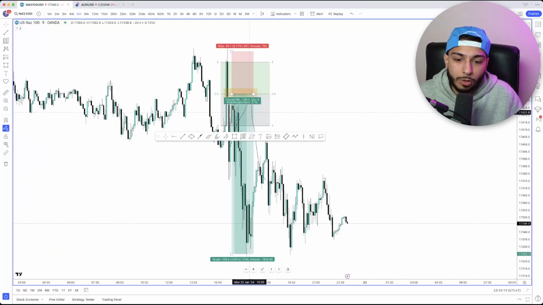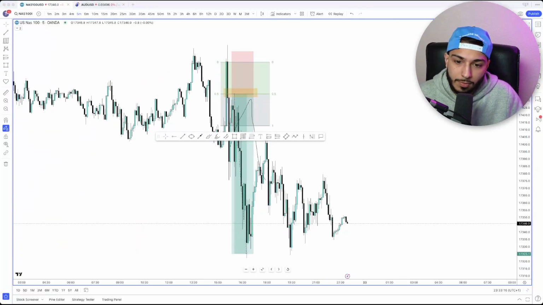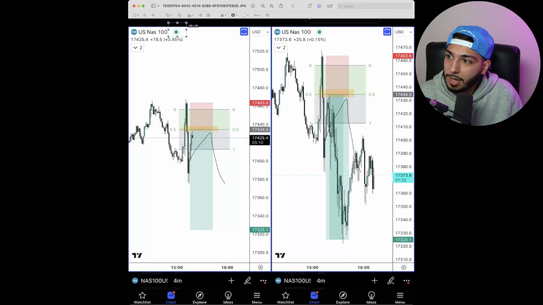For this setup, we're trading NAS 100 specifically. As you guys can see here at the top, we have our beautiful green dot. Now, what does that green dot mean? It means that this is a real live-time screenshot. This isn't in replay mode or anything like that.